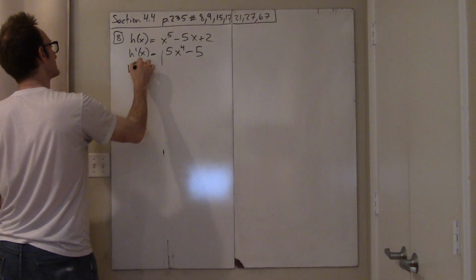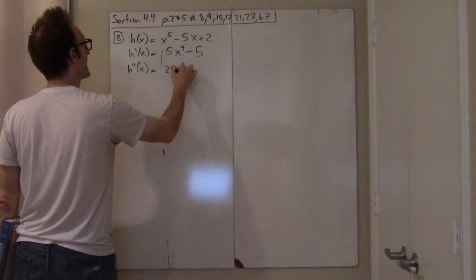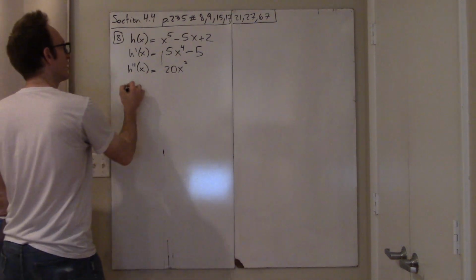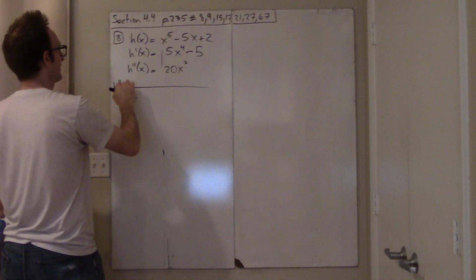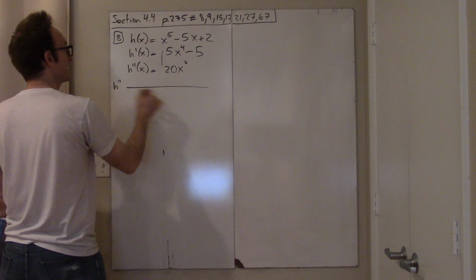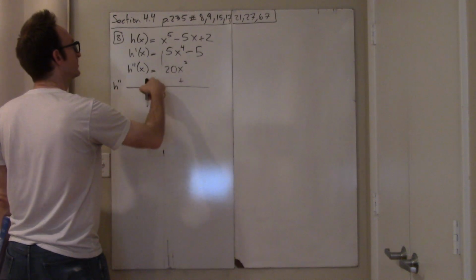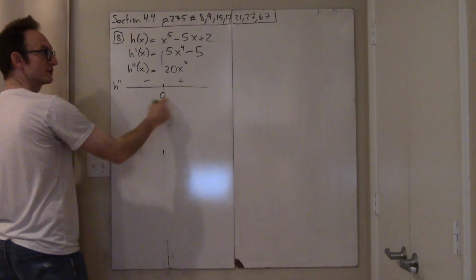And what is the second derivative? Well, it's just going to be 20x cubed. And okay, that's pretty simple. And so we now make a sign chart for the second derivative, and we see that, well, if you cube a positive number, it's positive, and if you cube a negative number, it's negative. And so the second derivative sign chart looks like this.